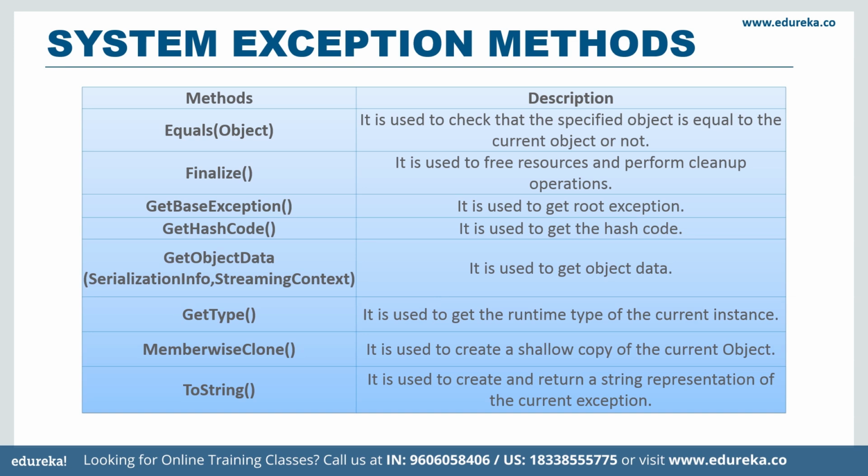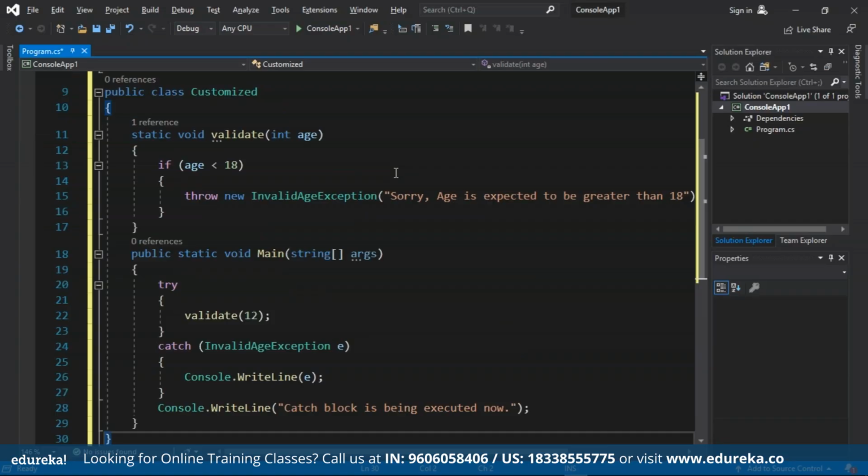GetType is used to get the runtime type of the current instance. Followed by that, we have MemberwiseClone. It is used to create a shallow copy of the current object. And finally, we have ToString, which is used to create and return a string representation of the current exception. With this, we shall execute a few more examples based on exceptions. Firstly, we shall create a customized exception. Then we shall try to print the message.